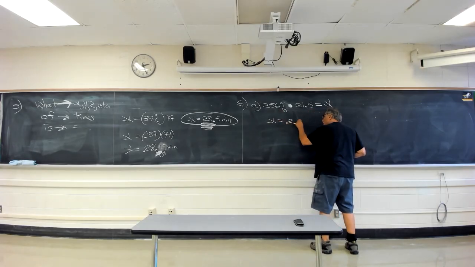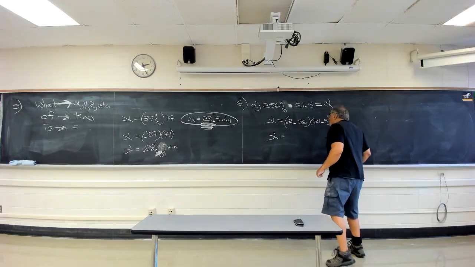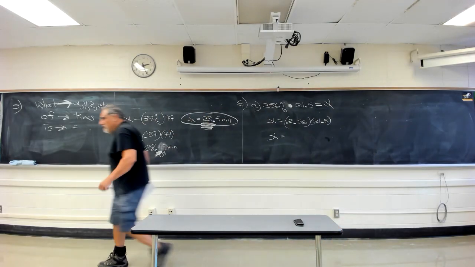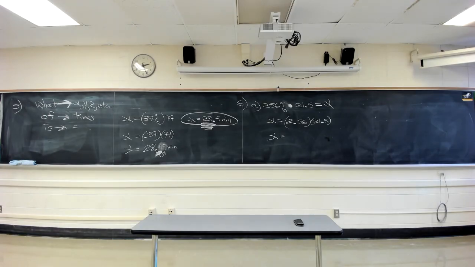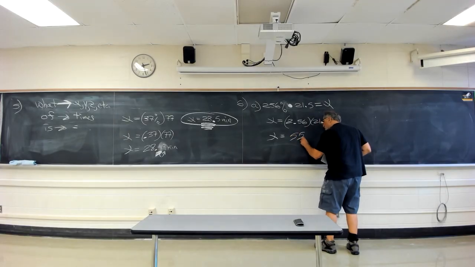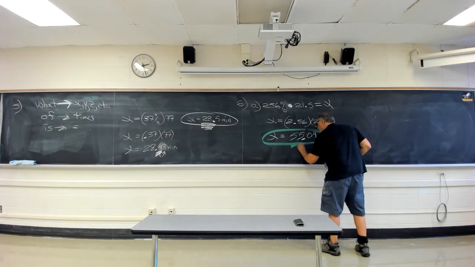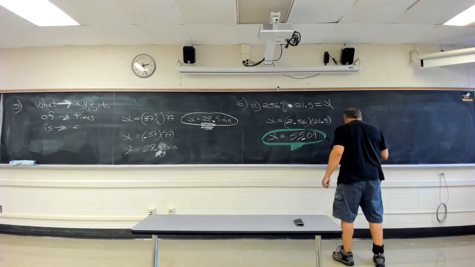Make that into a decimal. That'll get us there. 2.56 times 21.5 is what number? That's 55.04. That's A.